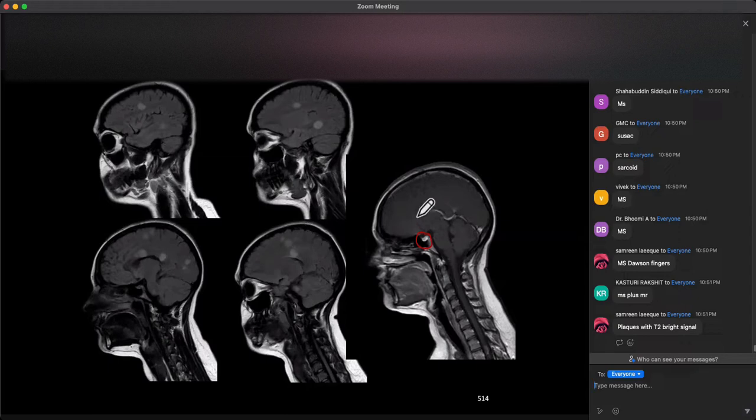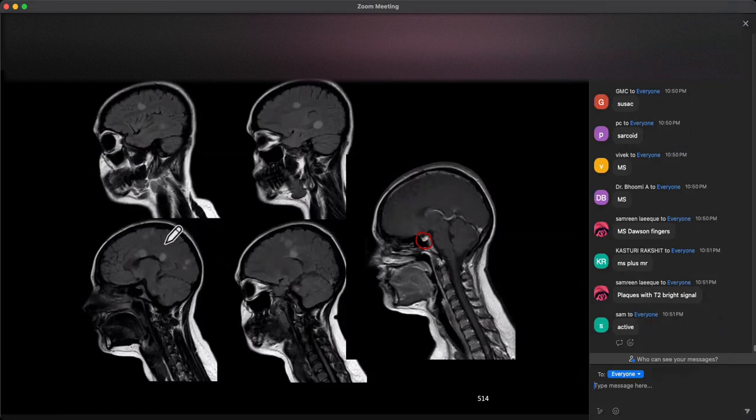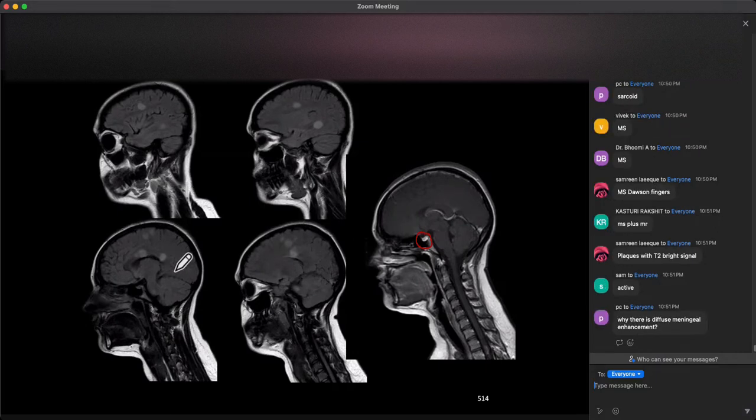Okay. So I think I've put the wrong slide in, but they did enhance. So that indicates active demyelination, multiple sclerosis. Somebody has put their hand up.